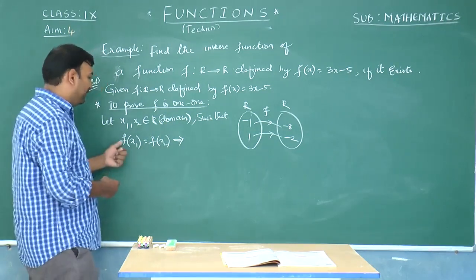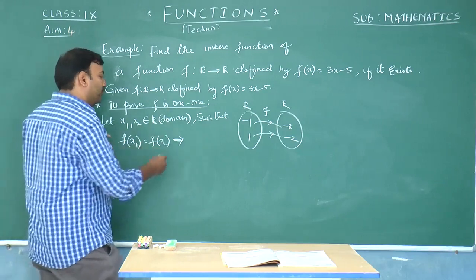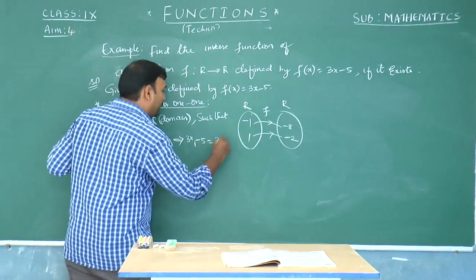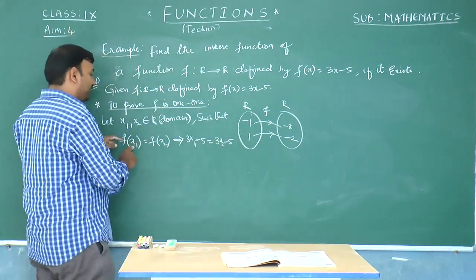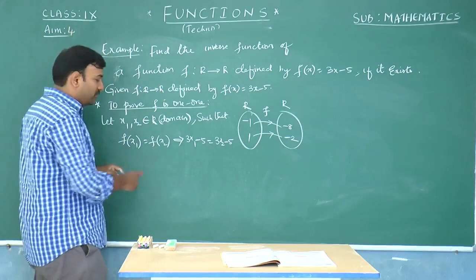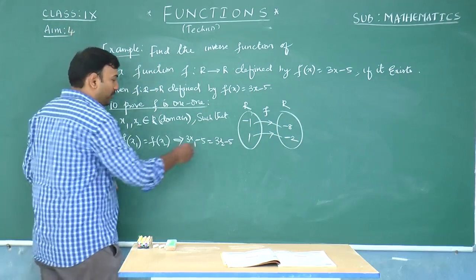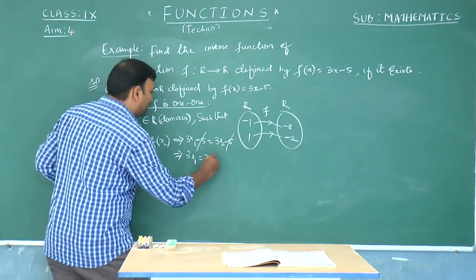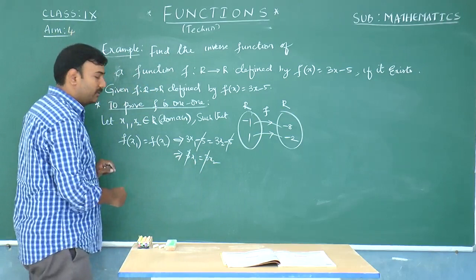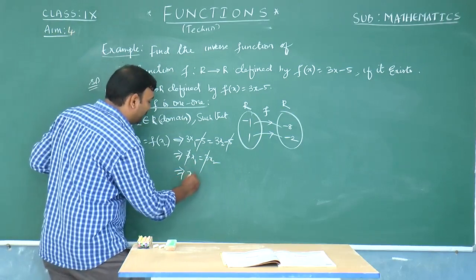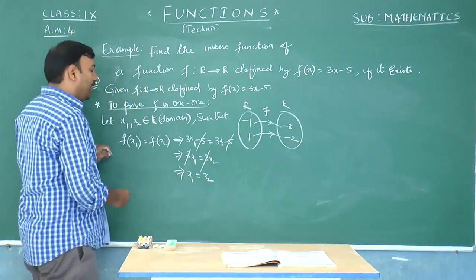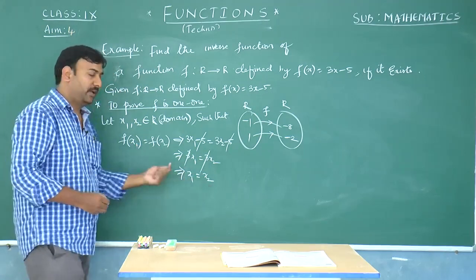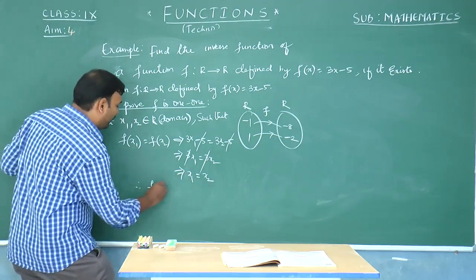So if I take f of x1, it is going to be 3x1 minus 5, and f of x2 is going to be 3x2 minus 5. That is the image of x1 under function f, and this is the image of x2 under function f. Here minus 5 gets cancelled on both sides, we get 3x1 equal to 3x2. Now 3 gets cancelled, we get x1 is equal to x2. Therefore, if the images of two elements are equal, the elements are also the same. That means we can confirm that f is a one-to-one function.